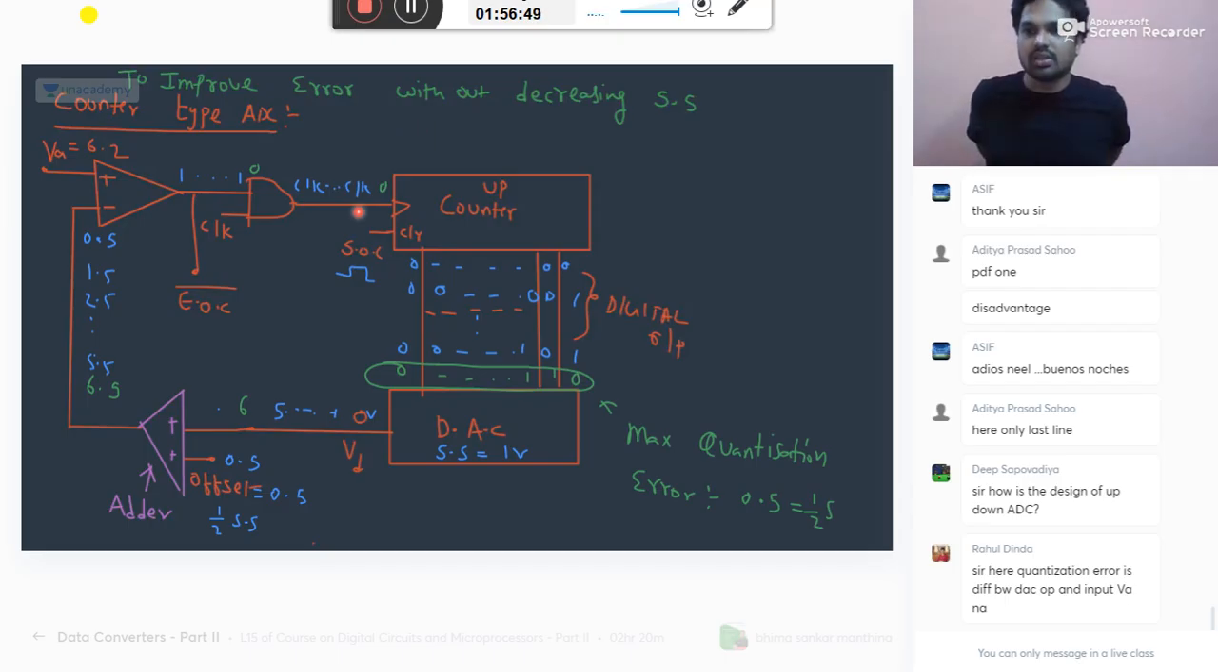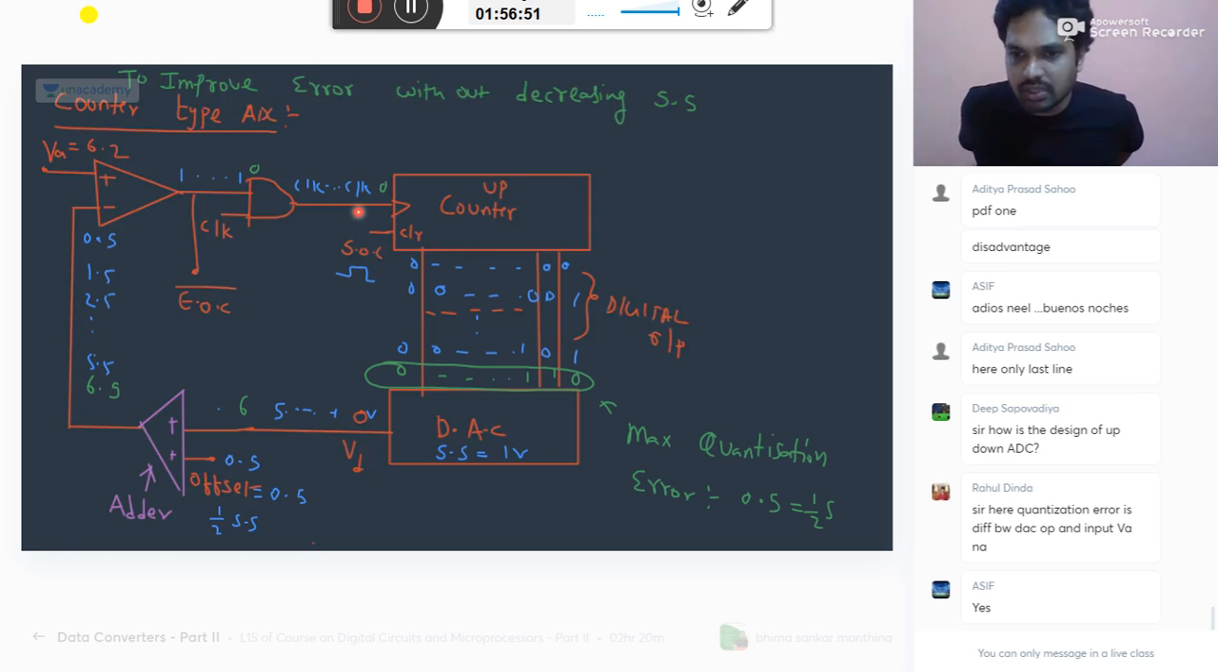So Rahul, what is the question? Here the quantization error is the difference between this and this. What is quantization error? It is VD minus VA. Anyway, same answer.